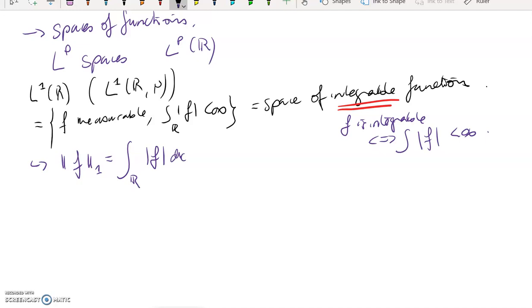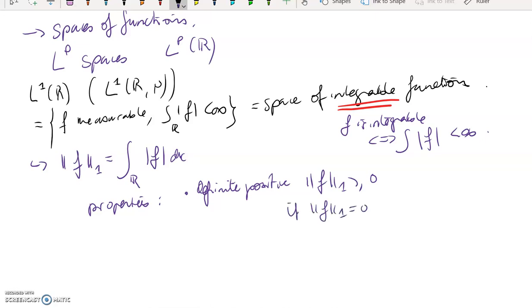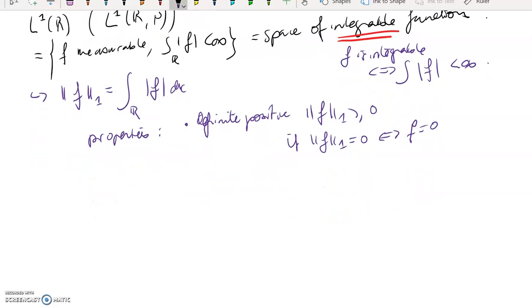You can check that this satisfies the properties of a norm. That means it's definite positive. What does that mean? Do you remember? It means that it's always greater or equal to 0. That's for sure. Here of course, it's by positivity of the integral. And if ever we get equal to 0, that means that we had the 0 function. Okay, that's definite positive. What are the other properties?